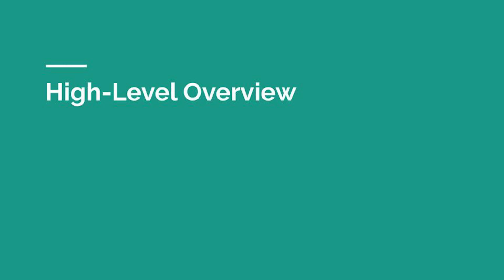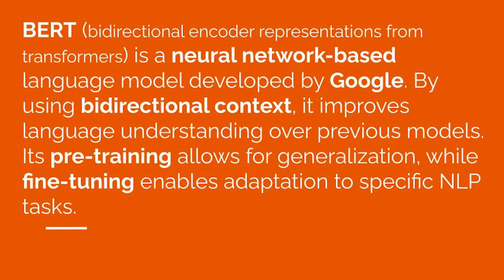The following is a high-level overview of BERT. BERT, bidirectional encoder representations from transformers, is a neural network-based language model developed by Google in 2018. By using bidirectional context, it improves language understanding over previous models. Its pre-training allows for generalization, while fine-tuning enables adaptation to specific NLP tasks.